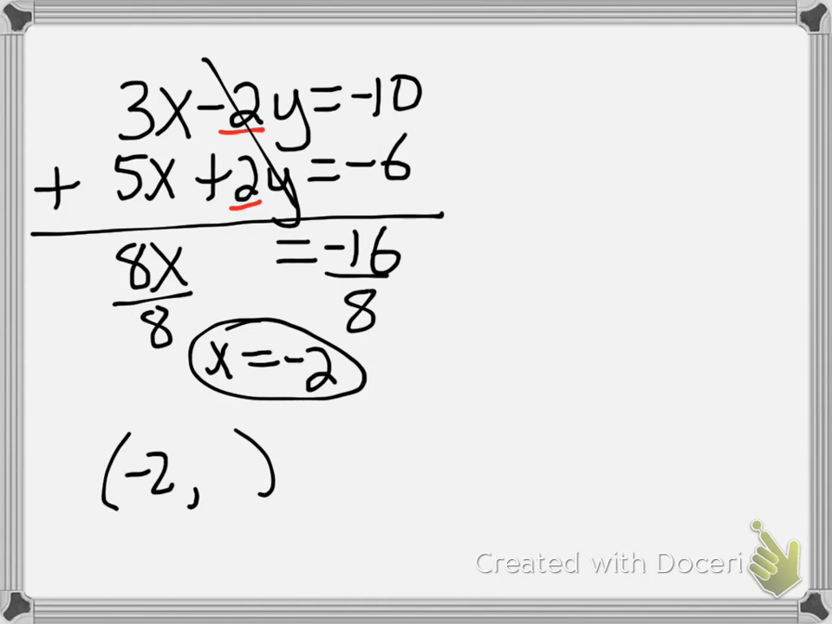So again, you just pick an equation, the top one or the bottom one, whichever one looks easier to you. I think the bottom one looks easier to me, but you could have chosen the other one. You'll still get the same answer. So I'm choosing the bottom equation. I know that my x is equal to negative 2. So in place of x, I'm going to put this negative 2.